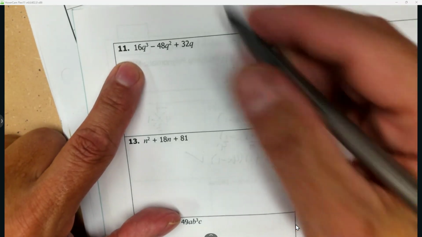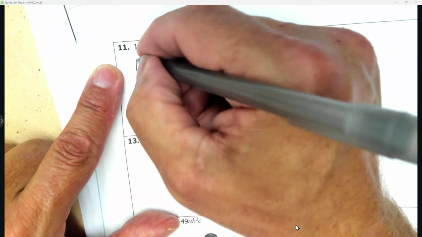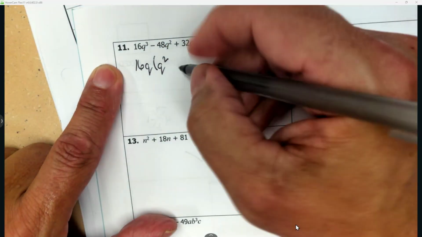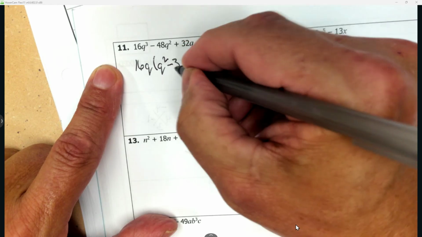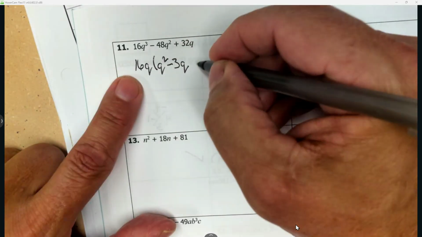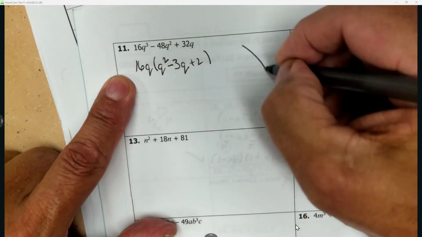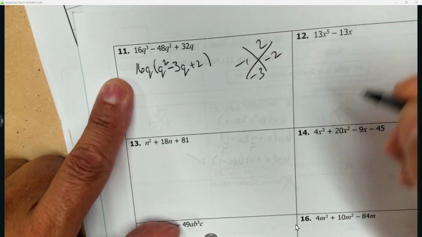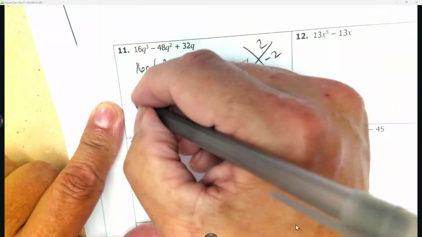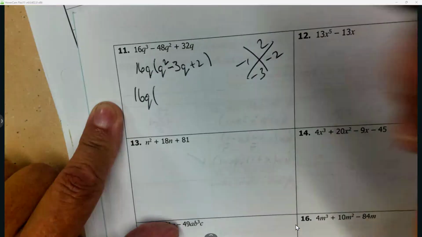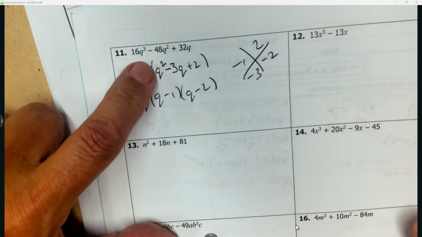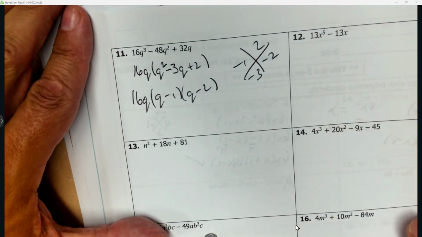This one's not. So we factor out a common factor, which is 16 in q. And when you divide, you're left with q squared. 48 divided by 16 is 3. 32 divided by 16 is 2. And then what 2 numbers multiply to 2 and add to negative 3? So negative 1 times negative 2 fit. So you have q minus 1 and q minus 2. Nothing to divide because there's no number in front of q squared.